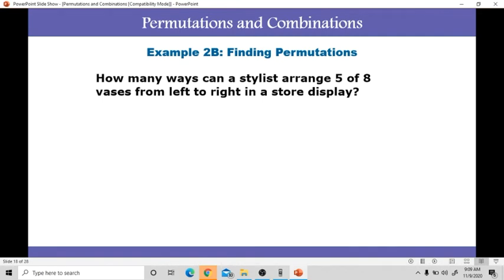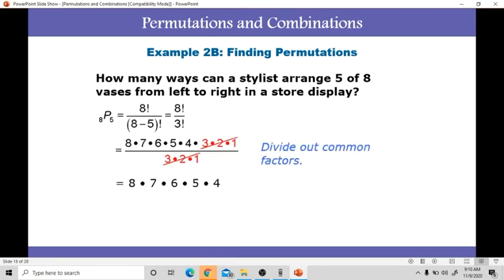How many ways can a stylist arrange 5 of 8 vases from left to right in a store display? Okay, dito mag-a-arrange yung stylist ng 5 vases out of 8 vases. So, it will be 8 taken 5 at a time. So, it is equal to 8 factorial all over 8 minus 5 factorial. Okay, it is equal to 8 factorial all over 3 factorial. 8 factorial is equal to 8 times 7 times 6 times 5 times 4 times 3 times 2 times 1.